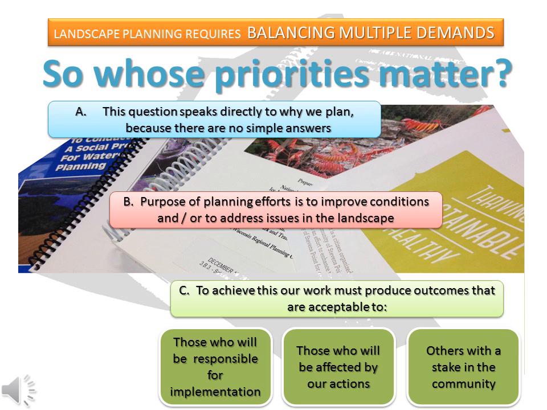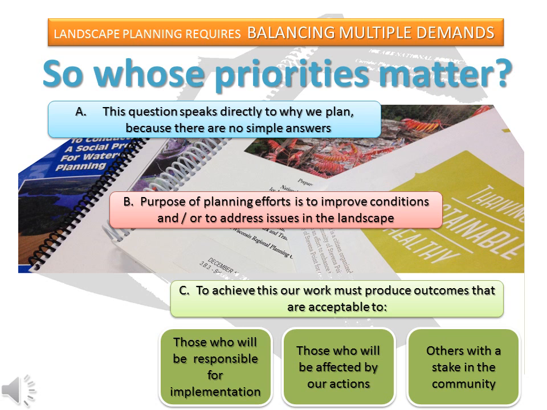But moving beyond just simple priority parcel analysis, conservation planning also requires that we balance the multiple demands that we as citizens, as landowners, as communities place upon these properties. And so there is a much bigger question at play here, understanding whose priorities matter. As I note here on this slide, this question speaks directly to why we have to participate in a longer, more comprehensive planning process, because there are no simple answers to this big question.